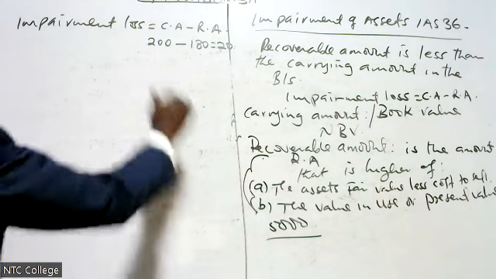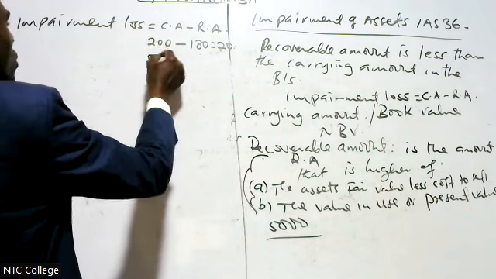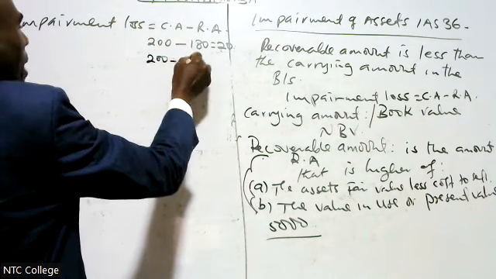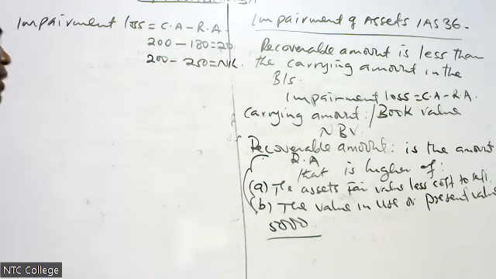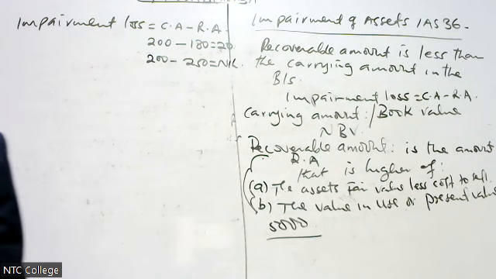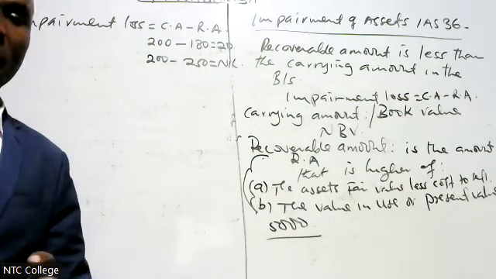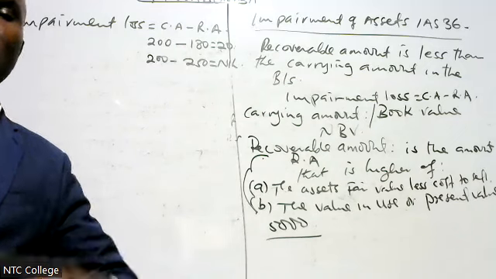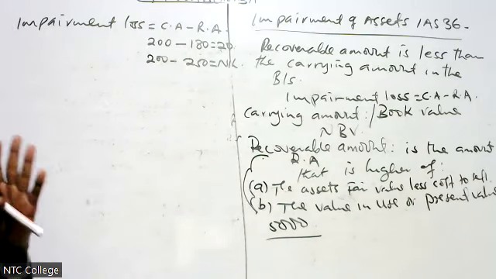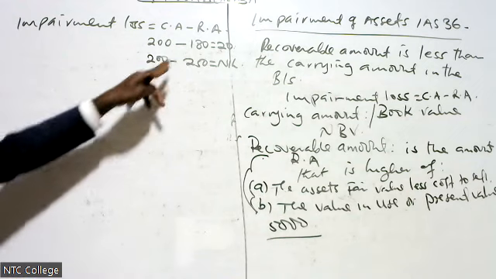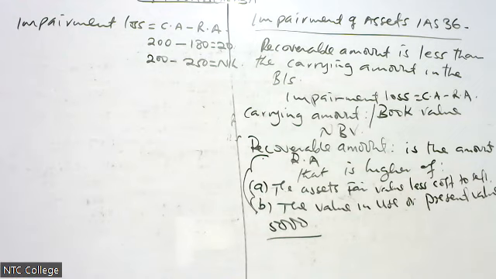But in a scenario where the carrying amount is 200 and the recoverable amount is 250, then impairment is nil. Why? Because the recoverable amount is more than the carrying amount, the asset is gaining more value. Impairment is a loss, therefore we don't have any loss there. We are gaining.